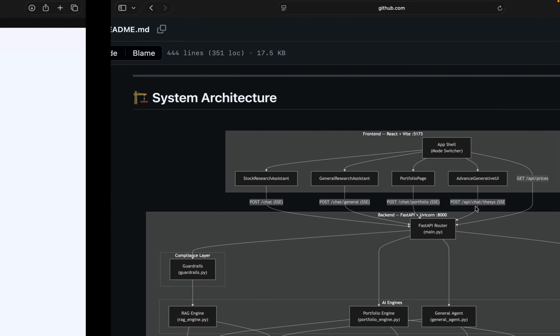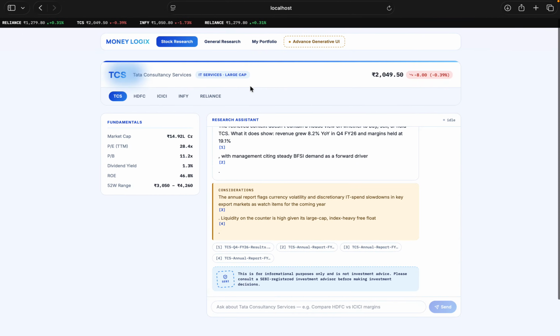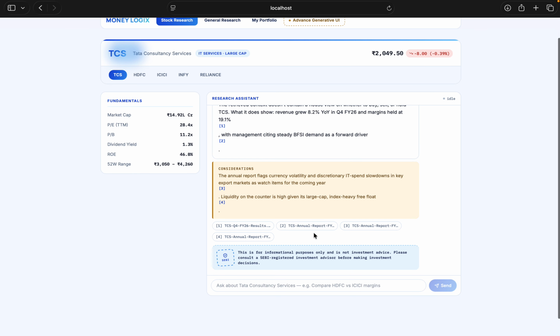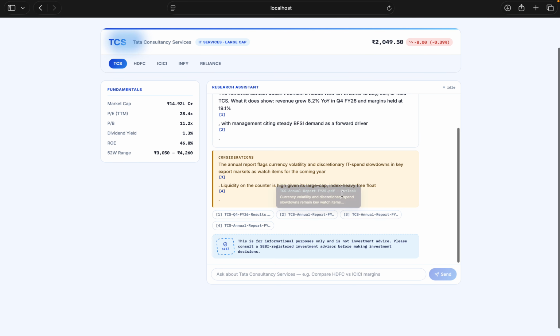Now we'll be jumping to the demo part. In the demo, this is basically the UI homepage. First, here is the research assistant for the specific stocks picked by the user from his portfolio, where he can get personalized suggestions based on his portfolio record.